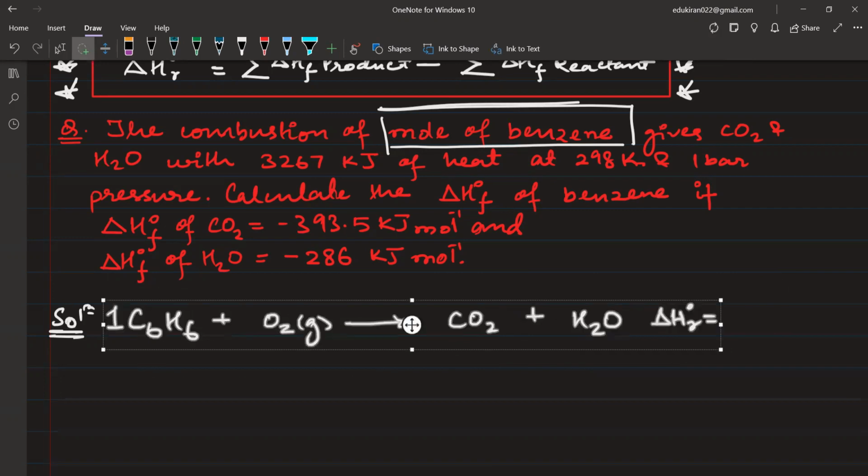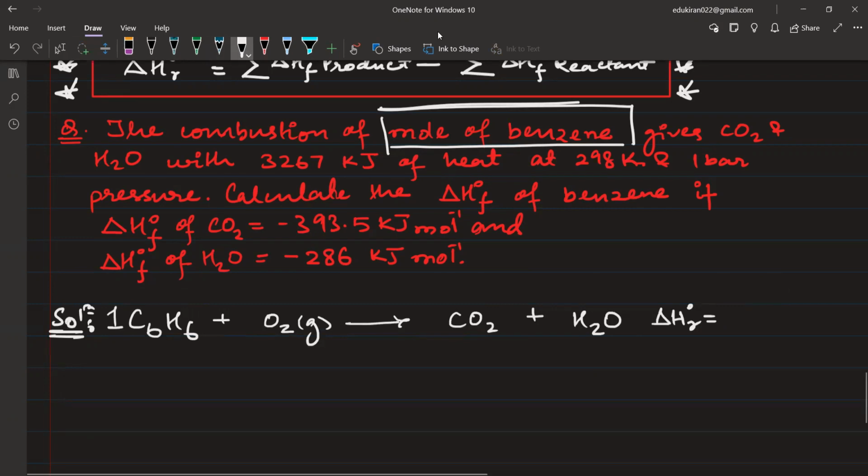बताइए ना. Combustion of इतना gives इतना with 3267 kilojoule of heat at 298 Kelvin, 1 bar of pressure. तो बताइए enthalpy of this reaction क्या दिया हुआ है बोले. Combustion का मतलब होता है reaction with oxygen.